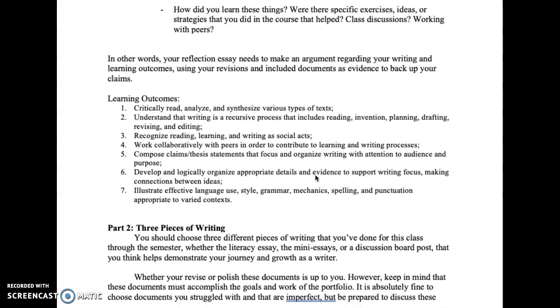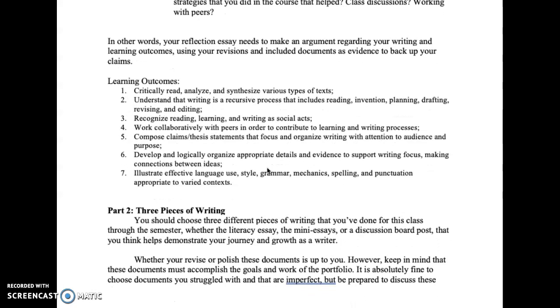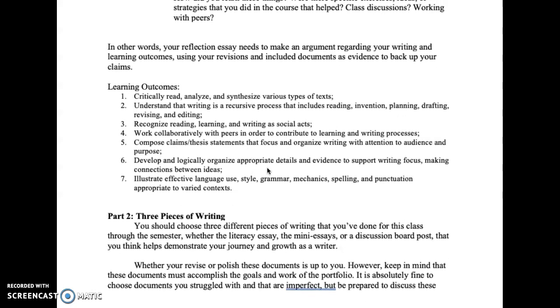How does your portfolio show that you know how to write claims or thesis statements that focus and organize your writing, and that you know how to show attention to audience and purpose? How does your portfolio show how you develop and logically organize the details and evidence for your papers? How does it support your focus? How does it make connections between ideas? And then lastly, how does your portfolio show that you know how to use effective language in grammar, in mechanics, in spelling, and punctuation?